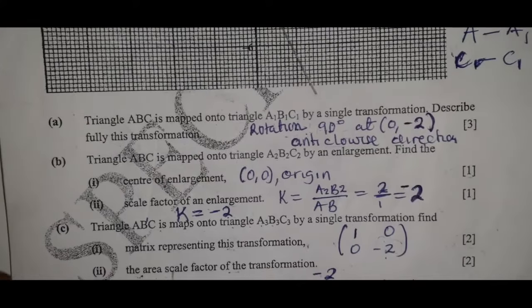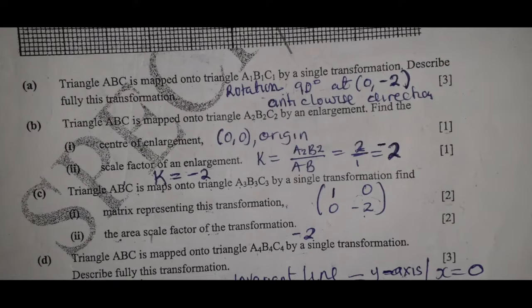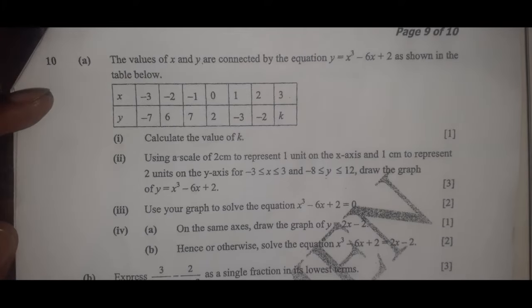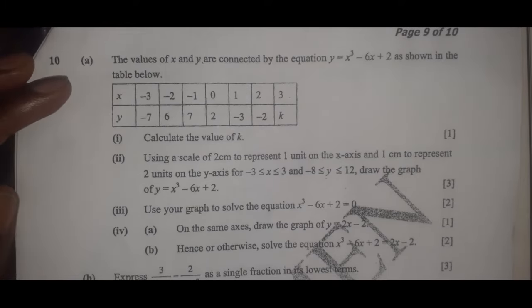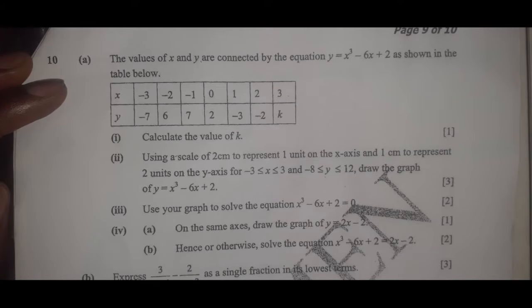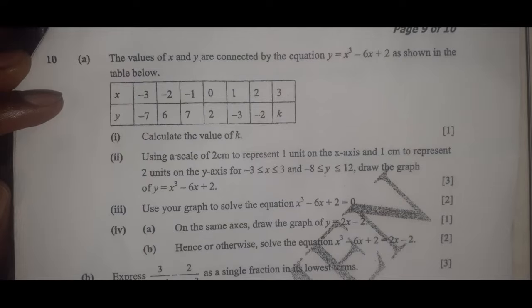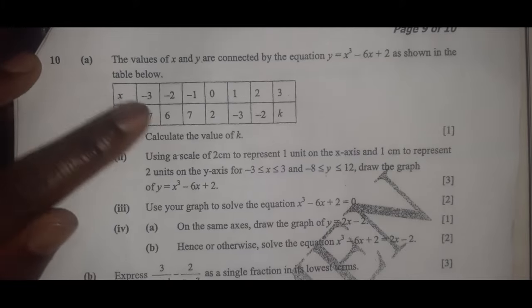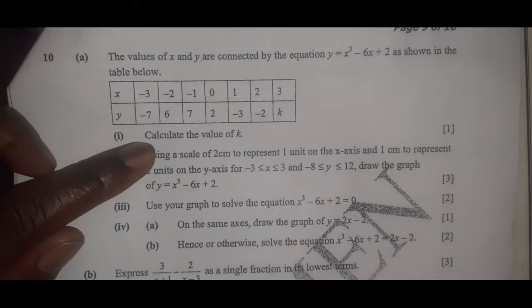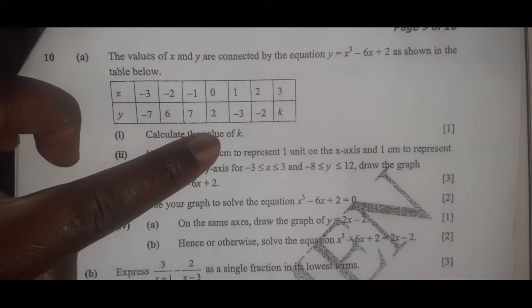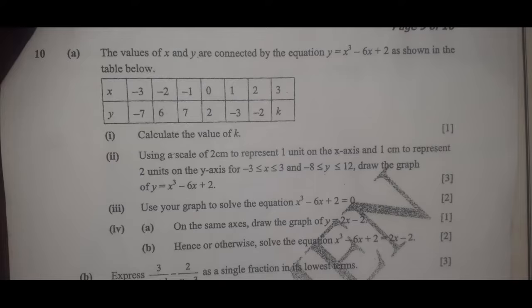Thank you very much. Let's go to the next question. Okay, so we come to question 10a. And question 10a reads, the values of x and y are connected by the equation y is equals to x cubed minus 6x plus 2 as shown in the table below. Okay, the table is here. The first one is calculate the value of k.